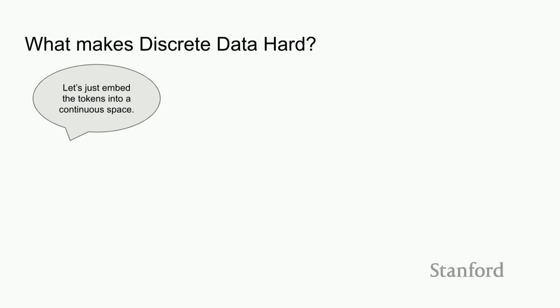Okay, why can't we just embed the tokens into continuous space, generate the values, and then discretize? And actually, people do this for some things.